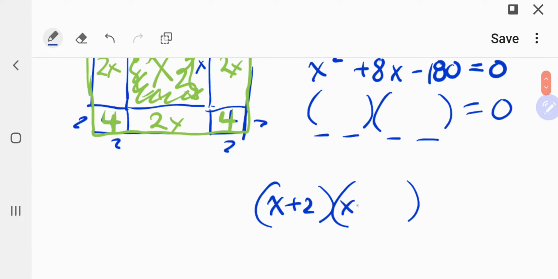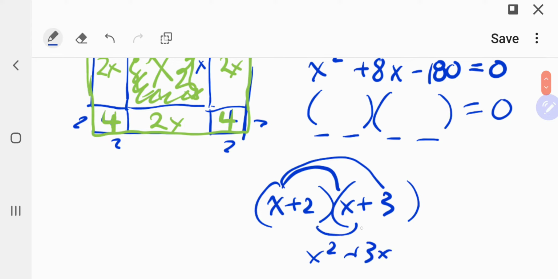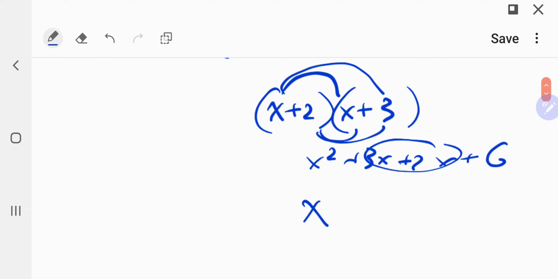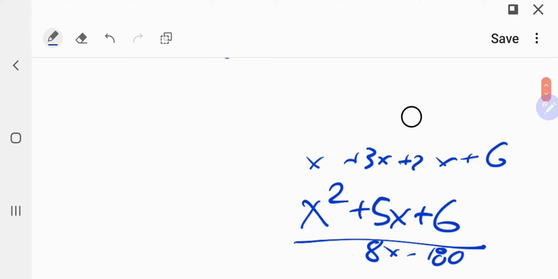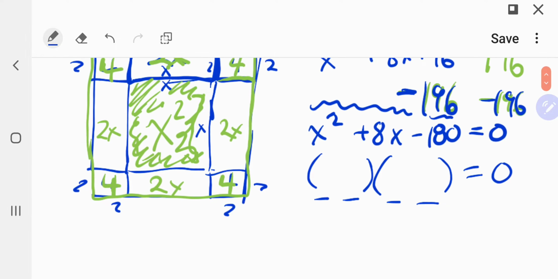these are not the right numbers, but let's say they're really. When we do these rainbows, x times x, x squared, x times 3, 3x, 2 times x, 2x, 2 times 3, 6. Combine like terms in the middle. That'd be x squared plus 5x plus 6. Well, that's not what we want. We wanted like 8x and like negative 180. So these are not right. But there's got to be something, right?